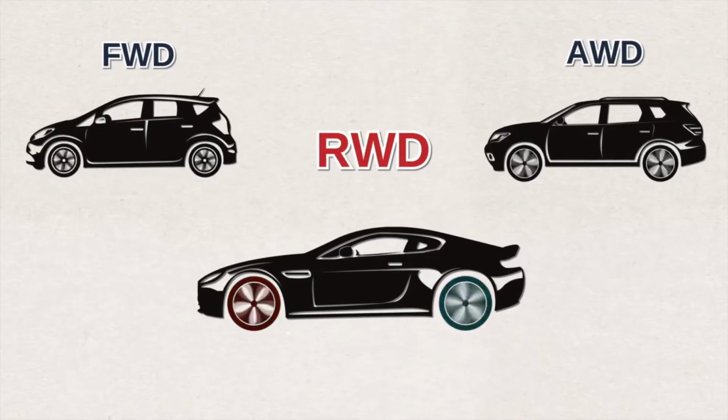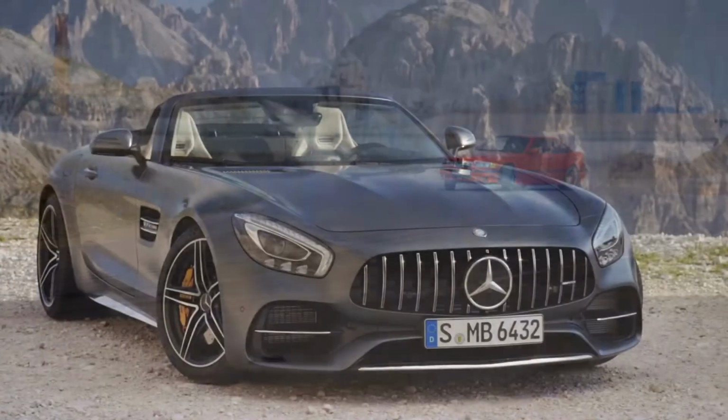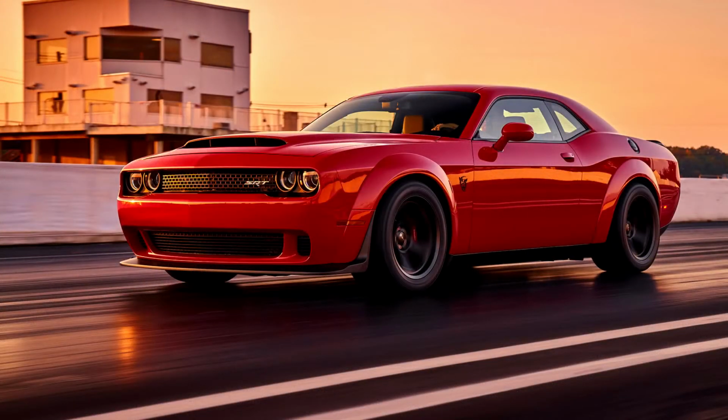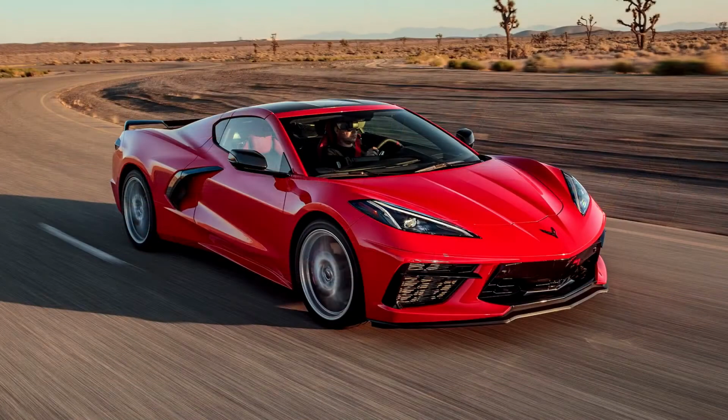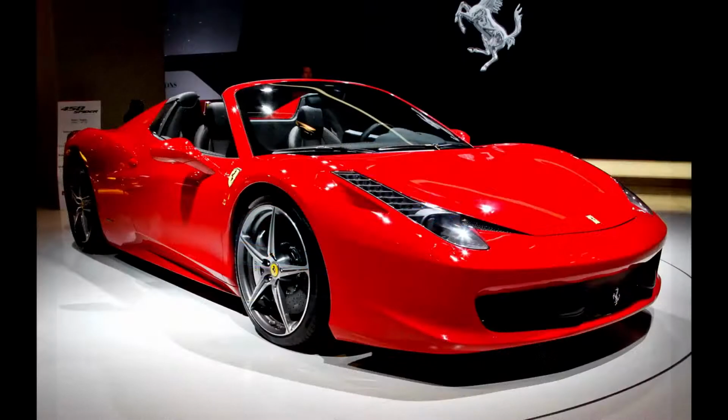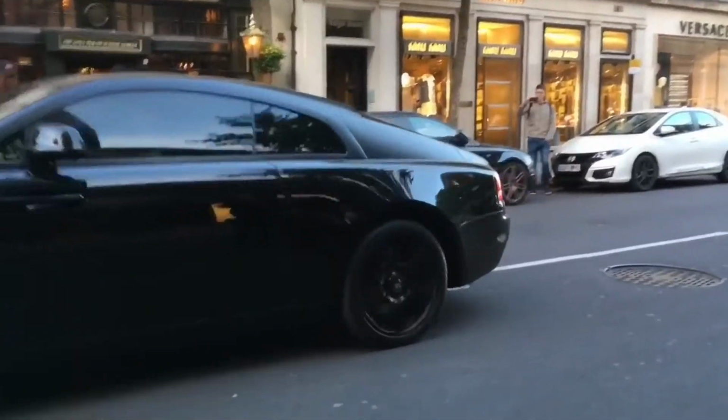Rear-wheel drive cars can have their engines placed at the front, like the Mercedes-AMG GTC Roadster or the Dodge Challenger Demon, mid-mounted, like the Corvette Stingray or Lamborghini Huracan Evo, or at the back, like the Ferrari 458 Italia Spider. Rear-wheel drive is fairly common in many supercars.